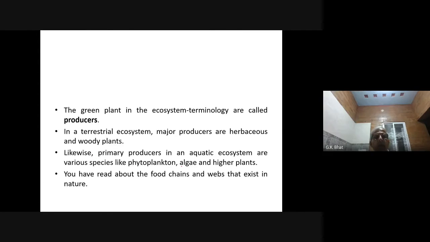Let us see that. The green plant in ecosystem terminology are called producer. Green plants are the producers. In a terrestrial ecosystem, the major producers are herbaceous and woody plants. Woody plants means tall trees, bulky trees. They are the major producer in terrestrial ecosystem. Likewise, primary producers in an aquatic ecosystem are various species like phytoplankton, algae, and higher plants.